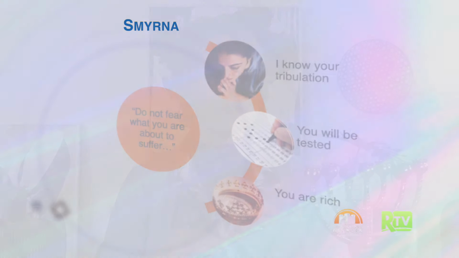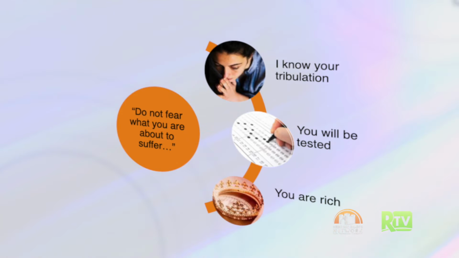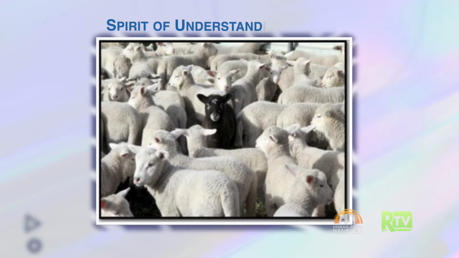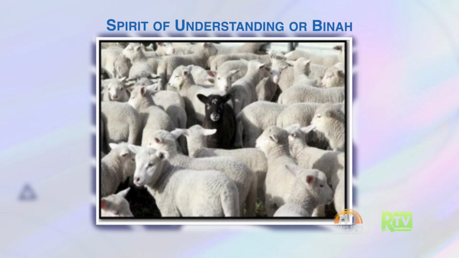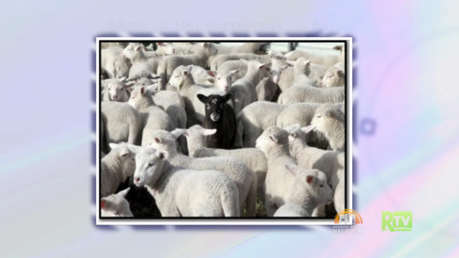And so we see some thematic connections there when we think about unleavened bread. He says, don't fear what you're about to suffer, right? He knows what's coming on day three, right? I know your tribulation. You will be tested, but you're rich. There's going to be life on the other side of the separation. So there's your understanding, that bina. Yes, there's a separation for a reason, for the conditions for life, okay?